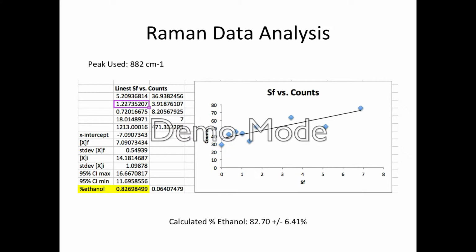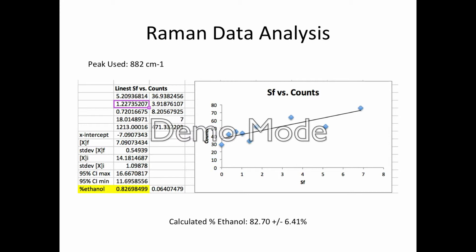And then the data analysis, you can see that the data is not as great. The R-squared value is 0.72. It looks like there's not a lot of linearity at the bottom end, at lower concentrations, which is why we made up higher concentrations going from 10, 15, 20, and 25 milliliters of added standard. And here we have that calculated percent ethanol as 82.7% plus or minus 6.41%, which is really, really off. It's about twice as much as we would expect.